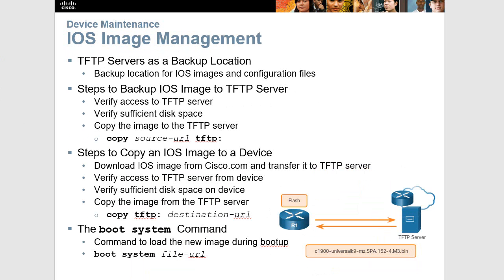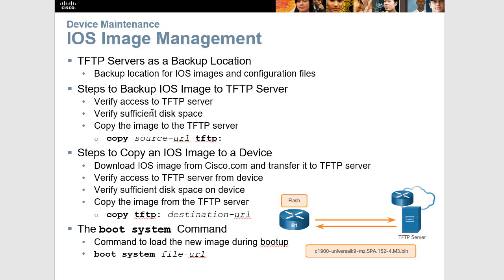We're going to go through the process of backing up and restoring your iOS image from a TFTP server in this slide. TFTP servers do act as a backup location, or can act as a backup location for your iOS files. And how you're going to back up and restore in these next two bullet points here. So, steps to back up: you want to verify that you have access to the TFTP server. So whatever your TFTP server's IP address is, you probably want to ping it. Make sure you have enough storage space on your TFTP server, which probably isn't an issue.